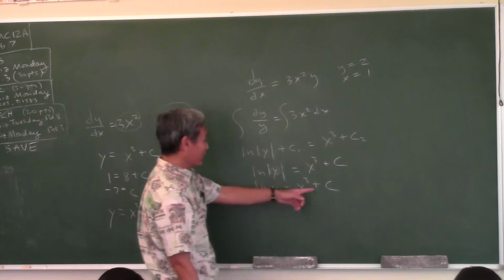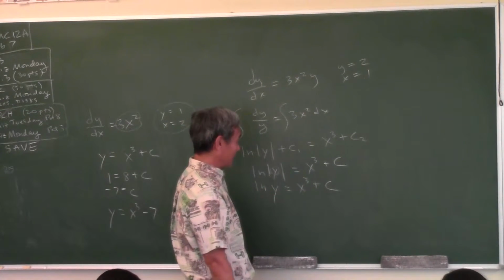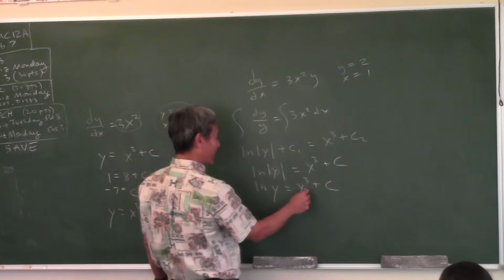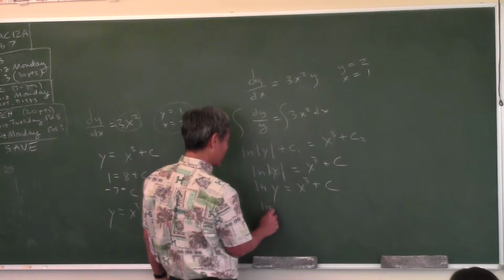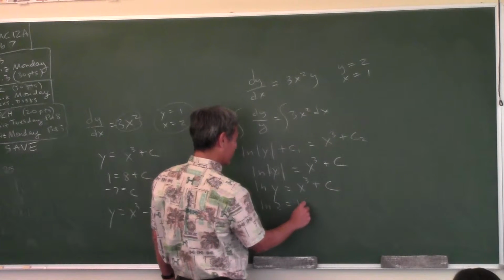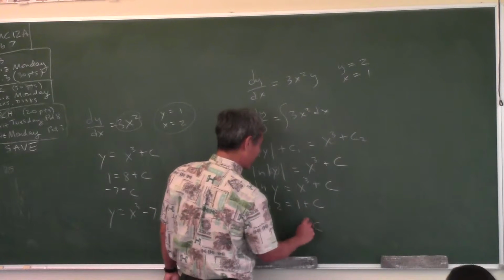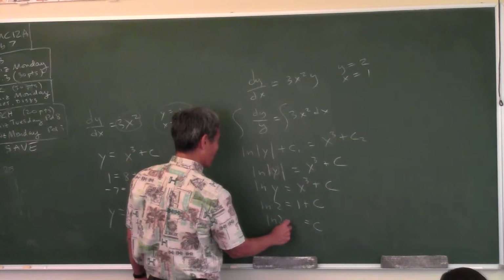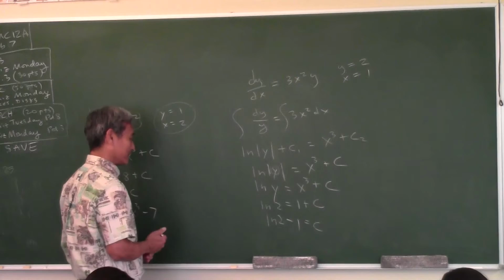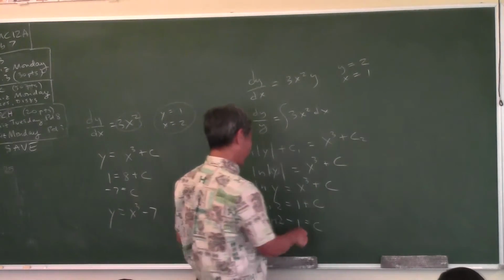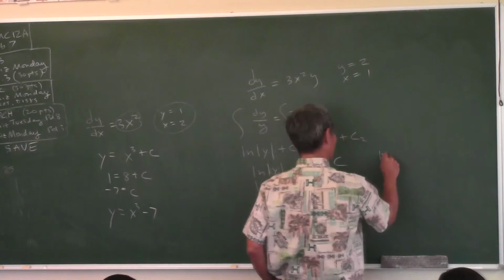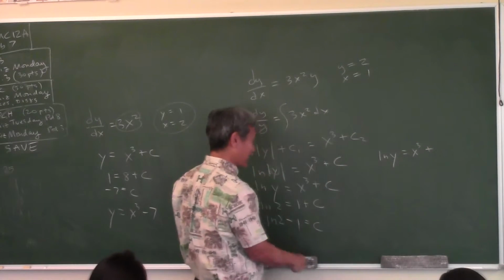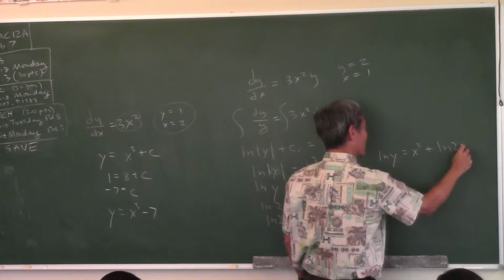Okay, now we need to figure out the value of c. Can we do that? Yes. You plug in the initial conditions. So if I plug in 1 for x and 2 for y, you get natural log 2 is equal to 1 plus c. So we just figured out the value of c is natural log 2 minus 1. Okay, so what do we got so far? So if I plug that in for c, you have natural log y is equal to x cubed plus c, but we just figured out c is natural log 2 minus 1.